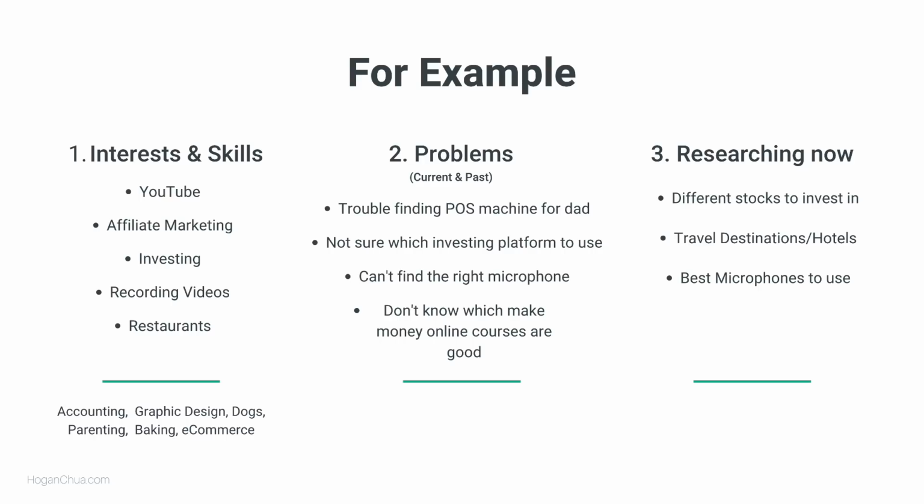And some problems that I had in the past is I had trouble finding a point of sale machine for my dad earlier this year. And more recently, another problem that I had was trying to find the right investing platform to use, because a lot of people on YouTube are promoting like Webull and Robinhood, but I'm in Australia and I think those apps aren't available in Australia. So I went with eToro, right? So write down all your problems and things that you are researching as well.